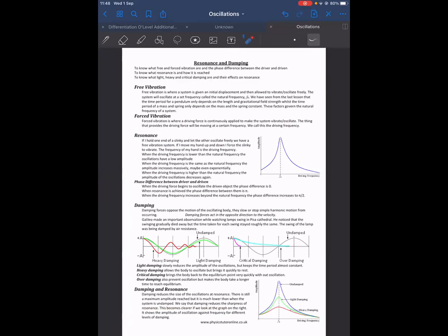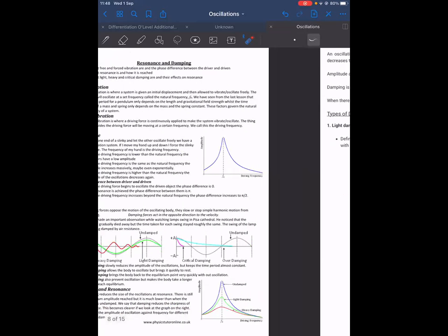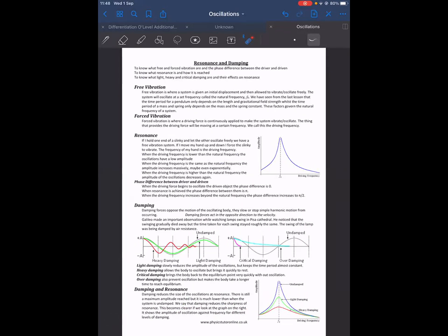अच्छा, फिर आपके पास है, now let's talk about resonance and damping. So basically resonance, and what's resonance? To know what free and forced vibrations are. Vibrations are a form of oscillations. All right. Or you may think of it as a synonym for the oscillation. Vibrations are basically oscillations. ठीक है ना?